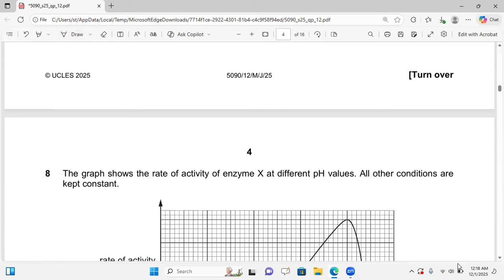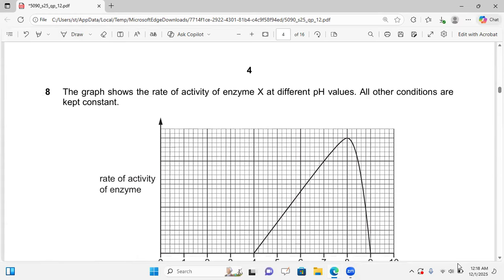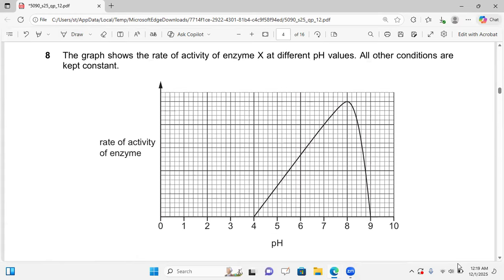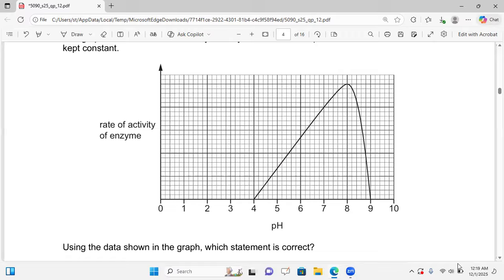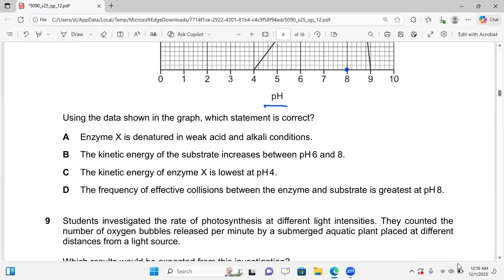After that, he is saying the graph shows the rate of activity of enzyme X at different pH values. All other conditions are kept constant. So he is showing the rate of enzyme activity against pH. The optimum pH is shown at almost 8. So he is saying use the data shown in the graph.